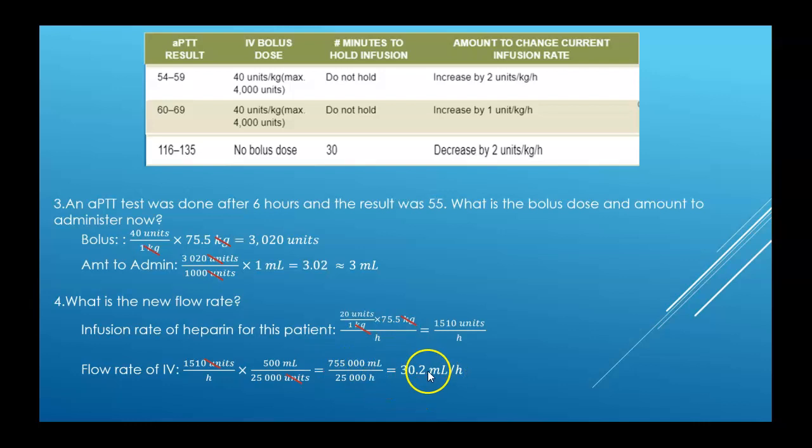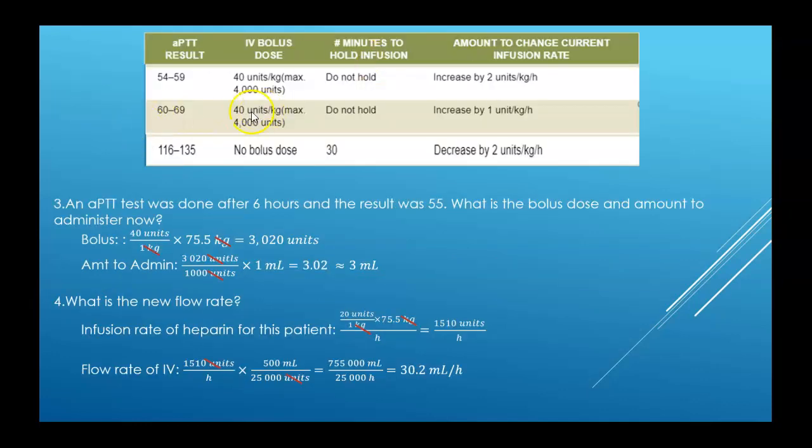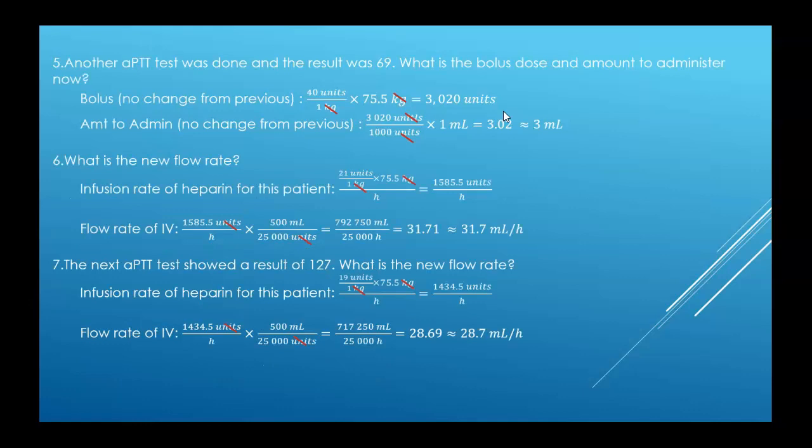Reduce, and that gives us 30.2 milliliters per hour as a flow rate. Another PTT test, 69. So if we look back at our chart, 69, it's the same bolus. So the bolus isn't going to change. We're just going to repeat it. But now the infusion is going to decrease by 1.